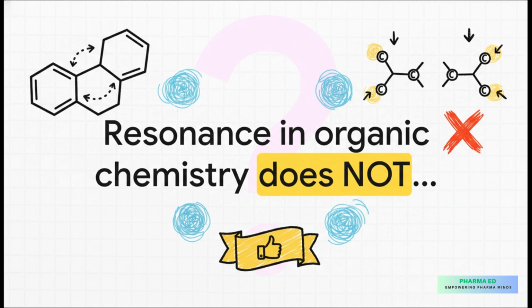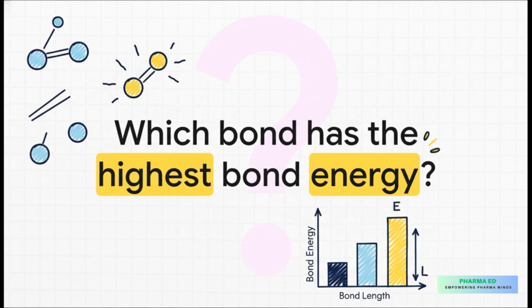This is that golden rule we talked about. In resonance, only the electrons are allowed to move around. The atoms themselves are locked in place. It's a classic trick question, so always be on the lookout for it. And for our last question, which type of bond has the highest bond energy? The correct answer here is C, the triple bond.